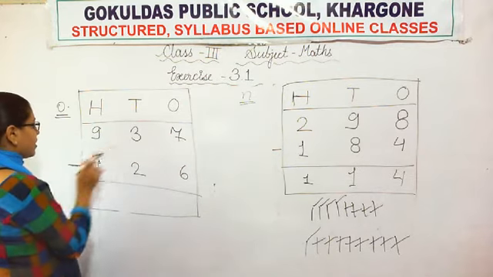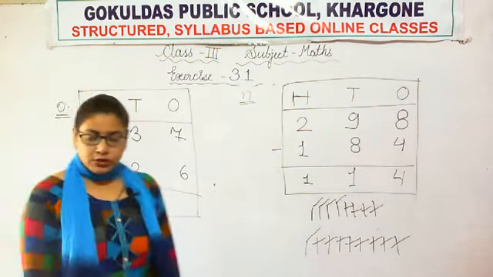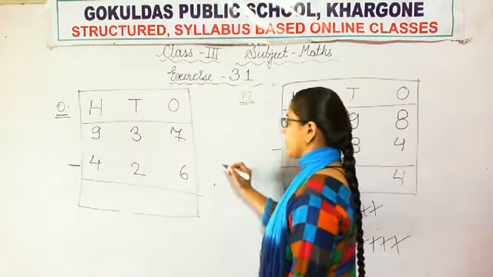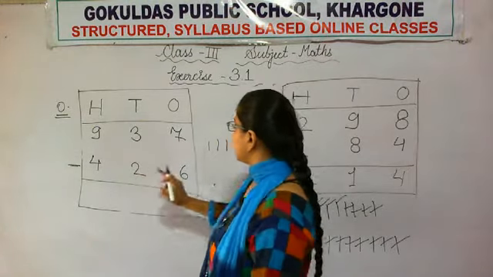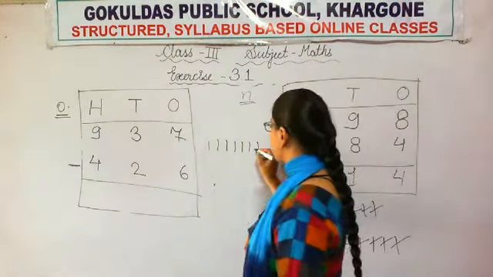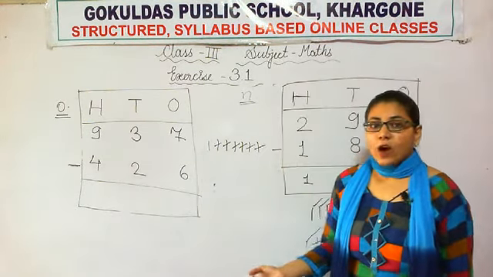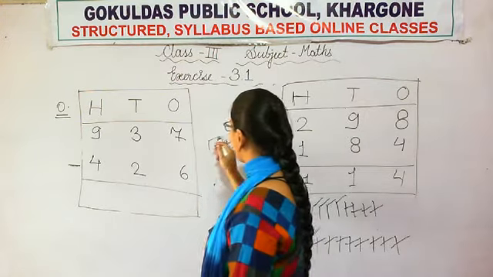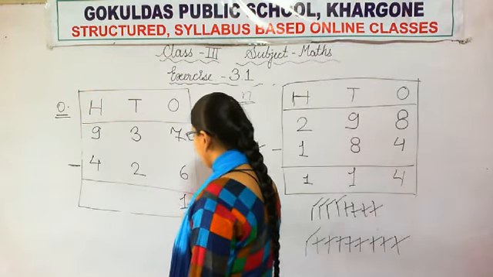So 7 minus 6. So let's draw 7 sticks first. 1, 2, 3, 4, 5, 6, 7. Minus 6. Minus 6 is there. So we will cancel out 6 sticks. 1, 2, 3, 4, 5, 6. Now let's count the remaining sticks. 1. Only one stick is left. So we will write the number 1.